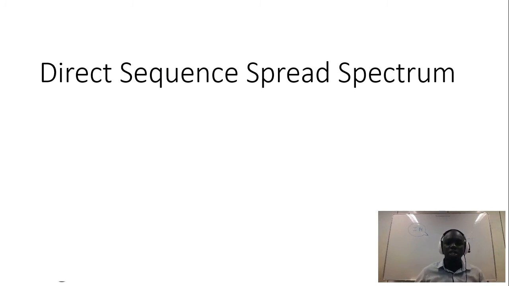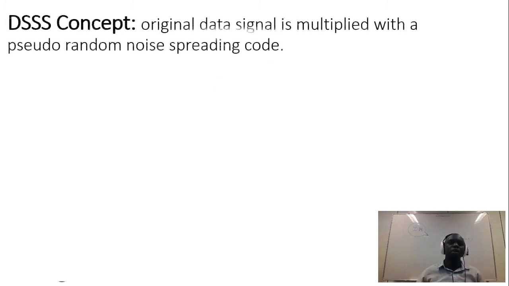So direct sequence spread spectrum is what I'm going to talk about here. Direct sequence spread spectrum is one of the techniques for spreading the frequencies across the spectrum. How is it done? How is it different from frequency hopping spread spectrum? The concept here is that you take the original data signal and multiply it with a pseudo random noise spreading code.